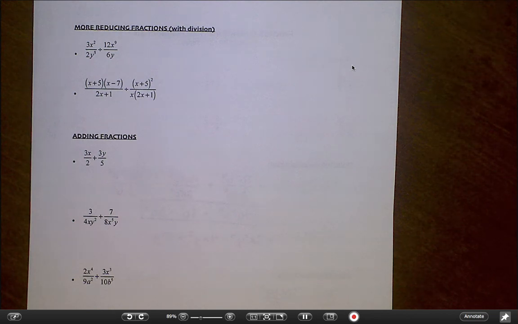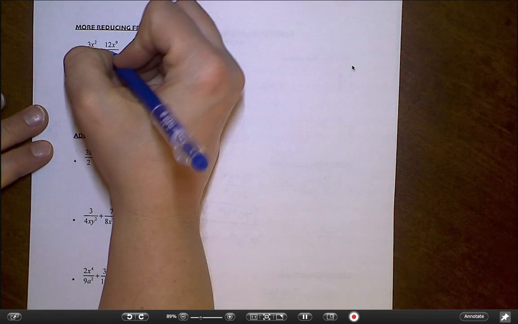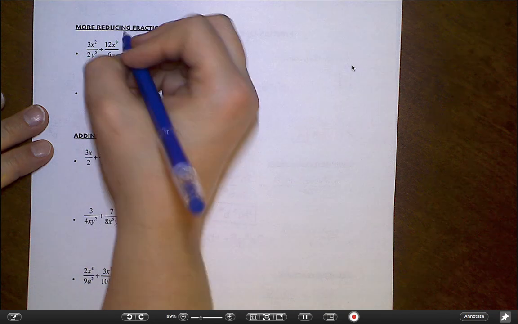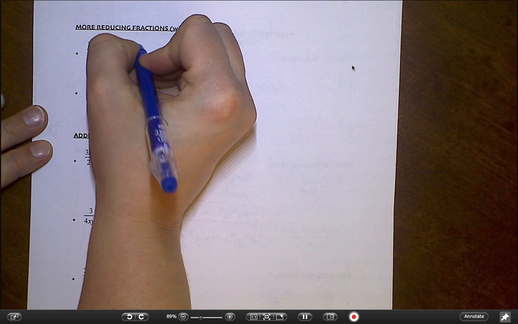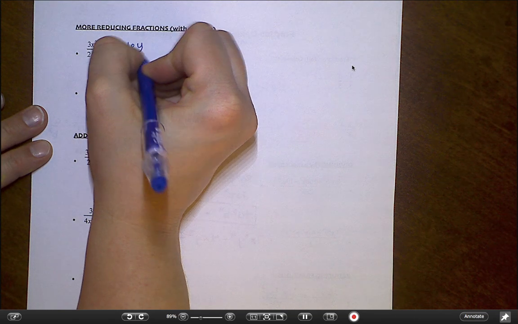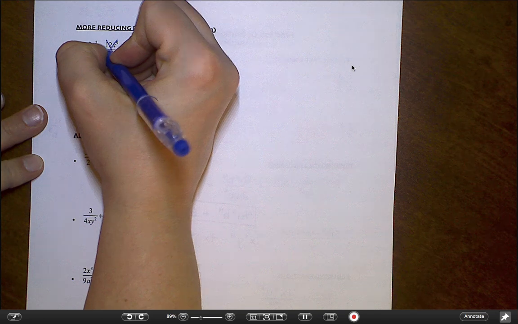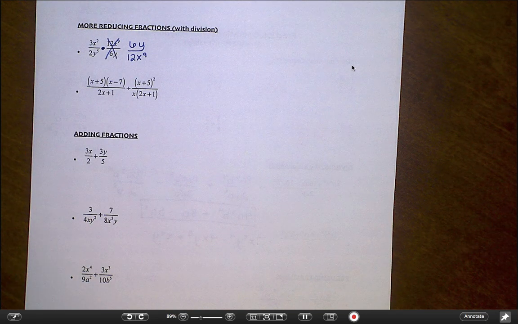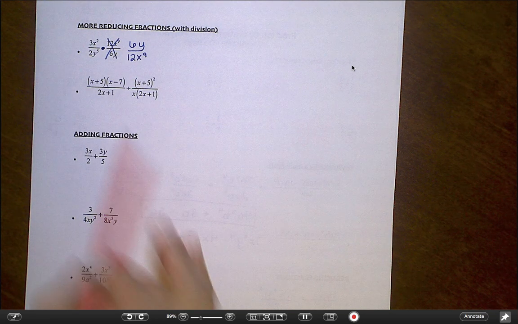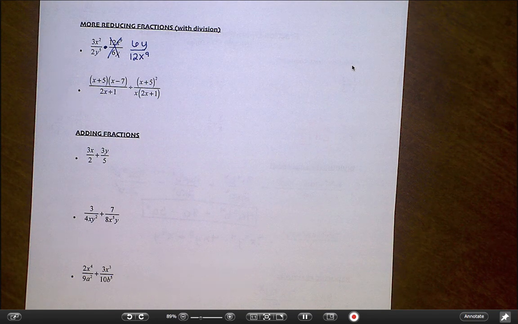So the only thing that's really going to change here is before I start my problem, I'm going to take this second fraction and flip it over. So I'm going to make it a 6y over a 12x to the 9th. Get rid of that. And now I'm thinking about this like multiplication. Remember, when you're multiplying fractions like this, and these are all single terms, I can go through and cancel anything on the top with anything on the bottom.